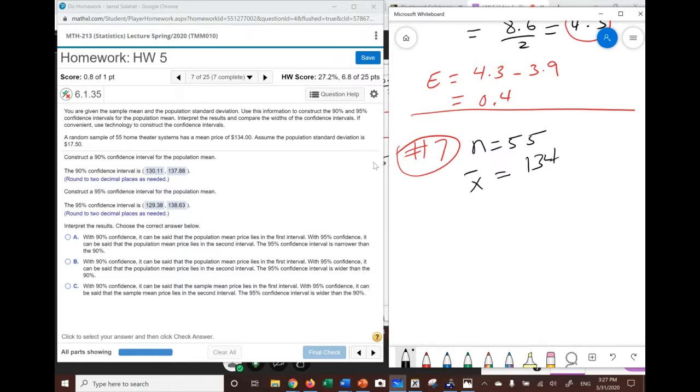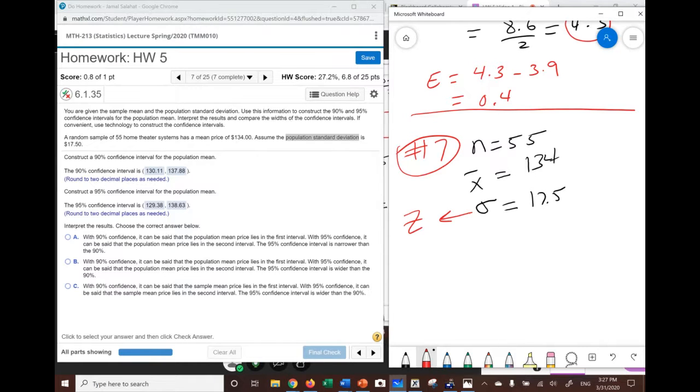Assume, and this is very, very important. They are asking us to assume something. What are they asking us to assume? They are asking us to assume the population standard deviation. In other words, they are telling us to assume sigma is 17.5. They didn't tell us the sample standard deviation, but the population standard deviation is. So this is very important. Automatically, because sigma is given, I know I have to use a z.